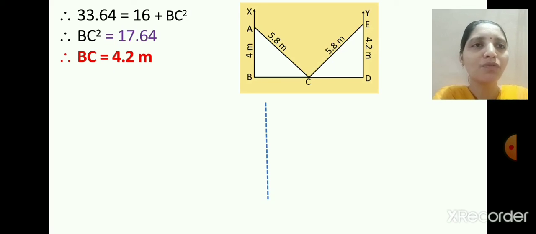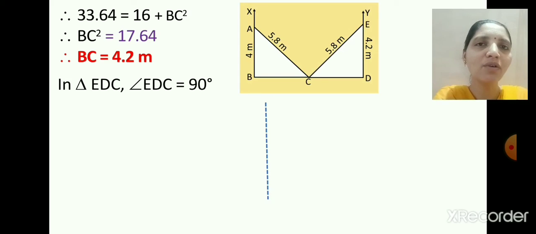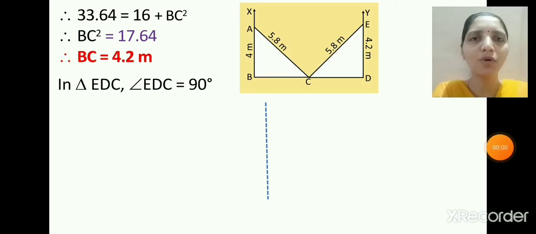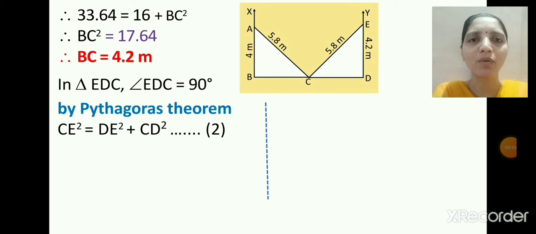Now you have to find the length of CD. As we have angle ABC as 90 degrees, similarly DY is also a wall perpendicular to the base BD. So here also angle D is 90 degrees. So let's write down, in triangle EDC, angle EDC is equal to 90 degrees. Therefore, by Pythagoras theorem, CE square is equal to DE square plus CD square. Write this equation as equation 2.